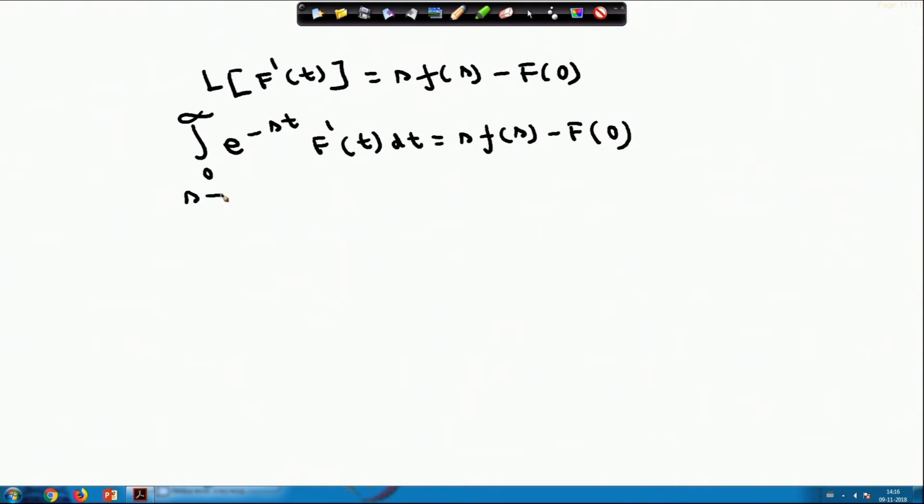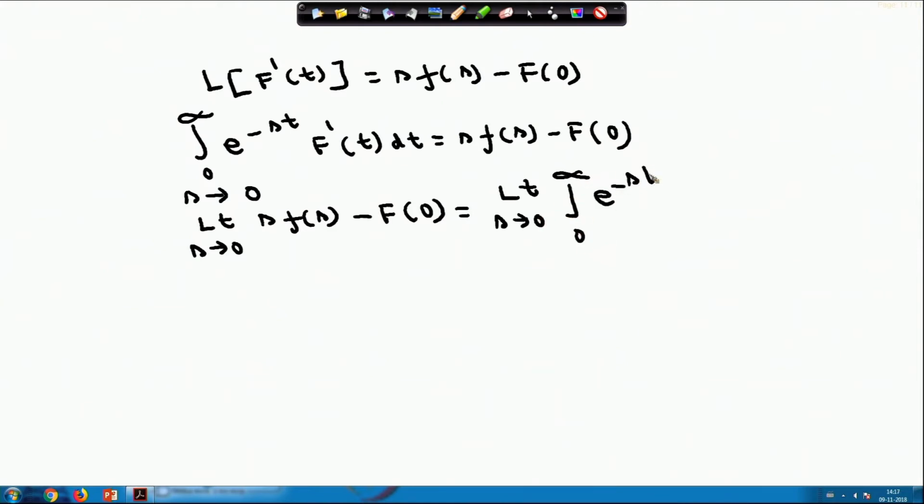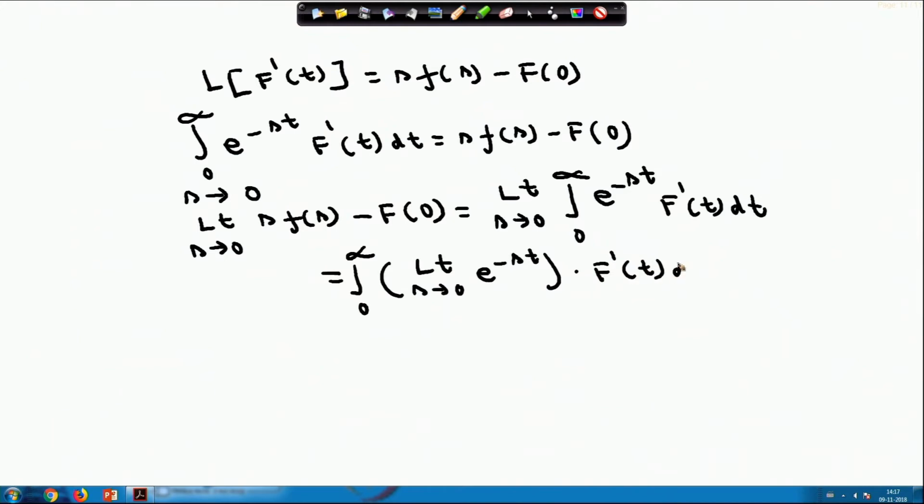So, as s approaches 0, we can write it as the limit as s approaches 0 of s F(s) minus f(0), again this will remain constant. This is equal to the limit as s approaches 0 of the integral from 0 to infinity of e power minus s t into f dash t dt. Now, I can interchange the limit and the integration, so that the limit can go inside the integral, and you can write this as the integral from 0 to infinity of the limit as s approaches 0 of e power minus s t into f dash t dt, and this value now is 1. So, this equals simply the integral from 0 to infinity of f dash t dt.